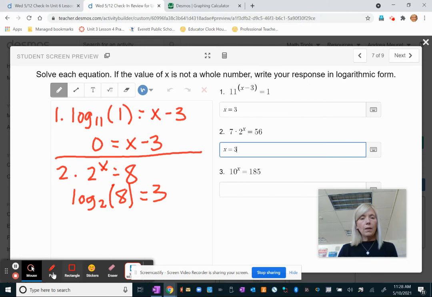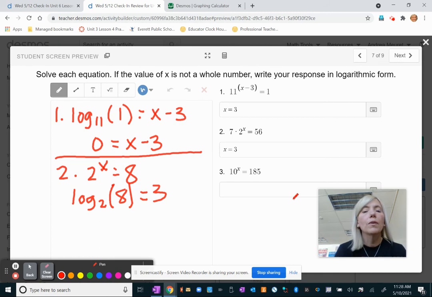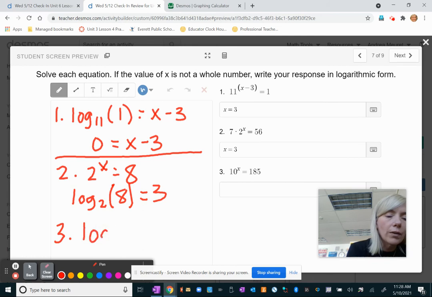All right, and then on number 3, 10 to the x is equal to 185. So I'm going to switch that to log form on number 3 because there's nothing to isolate. So that tells me if the base is 10, I can just use the log. I don't have to write the base 10. And then of 185 is equal to x.